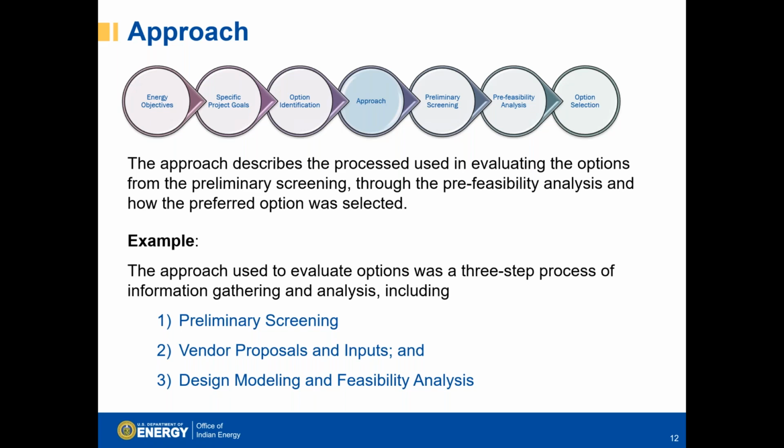Okay, so once your options are identified, you'll need to determine an approach. How are you going to evaluate these options? Initially, you might want to conduct a preliminary screening, or one example we saw was collecting vendor proposals, so you could compare the costs and the returns that you receive, or doing some design and modeling and some pre-feasibility analysis. Next slide, please.